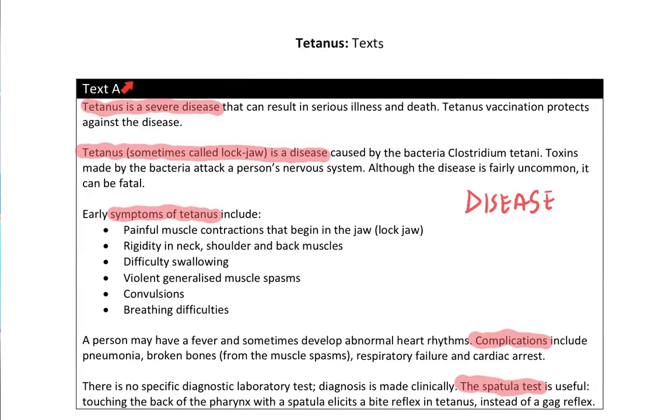So we are in text A because of tetanus in the question. Then we go to lead to complications, okay? Leads to means complication or the outcome. So let's read. A person may have a fever and sometimes develop abnormal heart rates. Complications include pneumonia, broken bones, in brackets from the muscle spasms. So muscle spasms here will lead to broken bones.